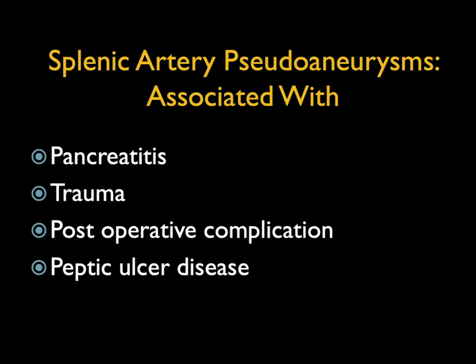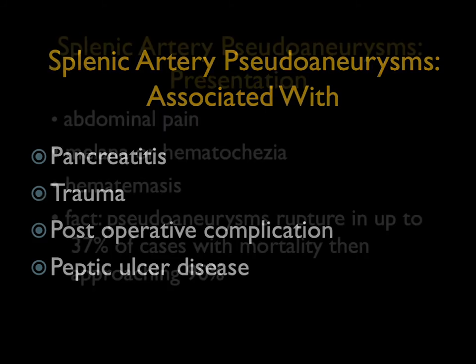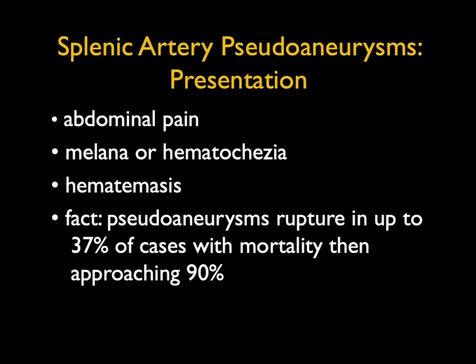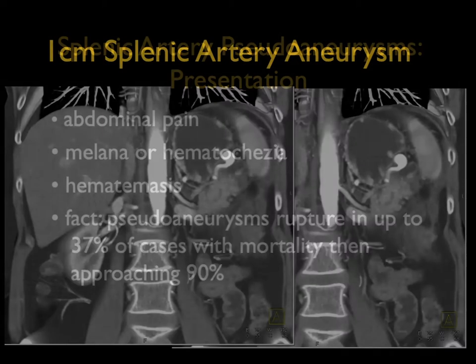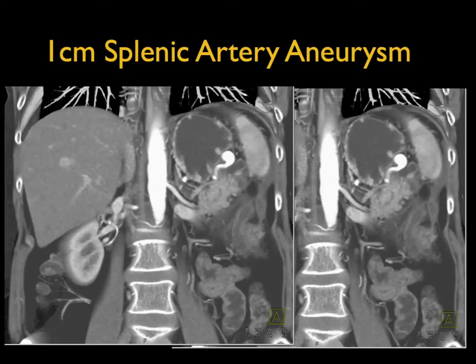Splenic artery pseudoaneurysms can easily rupture. It's a very important complication, but it may be caused by other things, from postoperative to peptic ulcer disease as well. With splenic artery pseudoaneurysms: abdominal pain, melena, hematuria. Pseudoaneurysms rupture in up to 1/3 of cases, with mortality then approaching 90%. Some examples: classic splenic artery aneurysm, well defined.